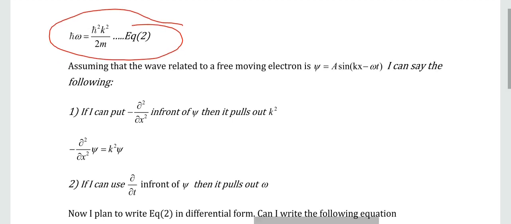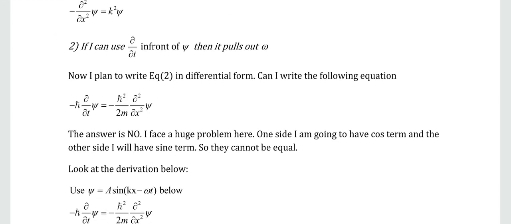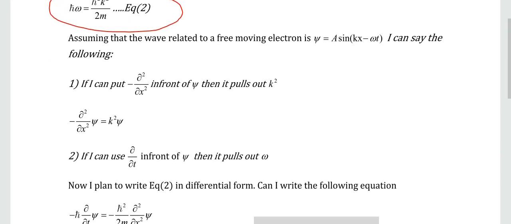So how about the operator d by dt? It pulls out omega, right? Now the question is, why didn't you use d by dx here? Why didn't you use d by dx to pull out k? Big problem. If you use d by dx, no doubt k will come outside, but the sine function will change into a cos function. So even if you have pulled out the k, the equation is no more a good equation. Things have changed. So the only way to keep the equation intact and take out k is to use a second order differential operator. We had no other choice.